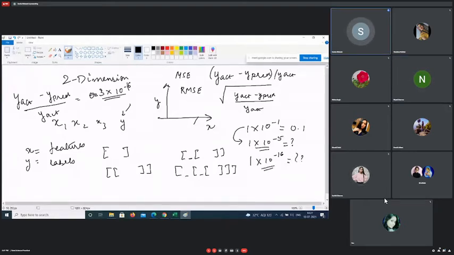So over here, if I say y actual minus y predict upon y actual, it is coming out to be 3 into 10 raised to power minus 16. Is it a good error performance? Error is small. Error is very small.